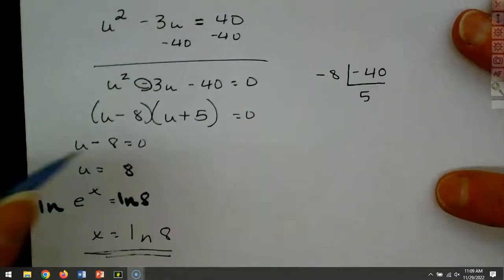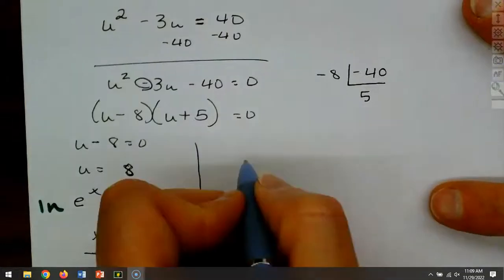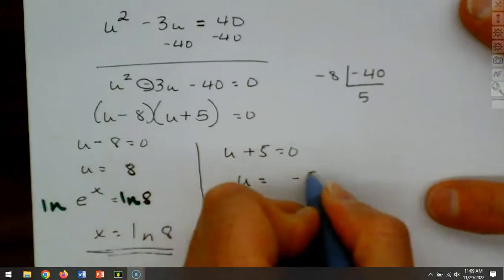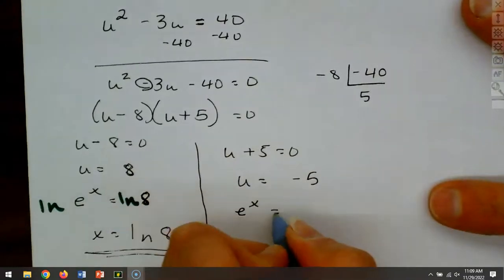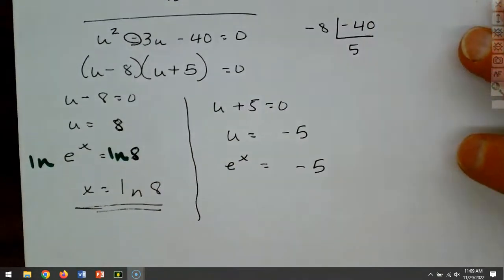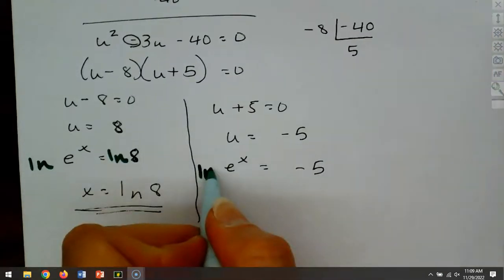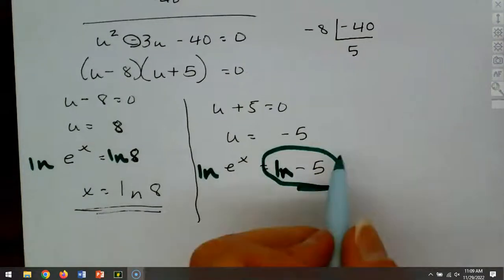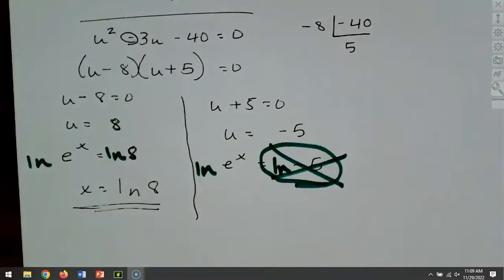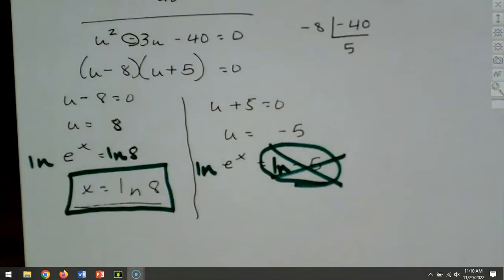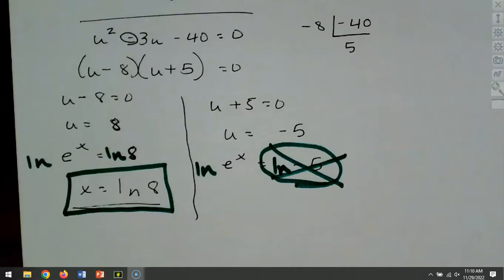What about the other one? The other one is u plus 5 equals 0. So u equals negative 5. So e to the x equals negative 5. But why is this not going to work for us? Right, because when I try to take the natural log to get rid of that, this right here doesn't work. Cannot take the log or natural log of a negative number. So the only solution that we then have is going to be x equals what? Natural log of 8. Right? Not just 8, natural log of 8.